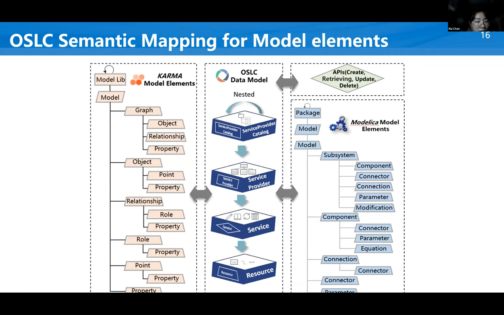The concept package is considered as a service provider catalog because it can be viewed as a directory to store models, and a model can be mapped to a service provider because it can provide services of its subsystem components or other model elements. The APIs for creating, retrieving, updating, and deleting the elements of Modelica models are considered as services, such as the APIs for viewing the topology of a model or modifying a parameter of a component are mapped to services, and the model subsystem component and so on are considered as resources.